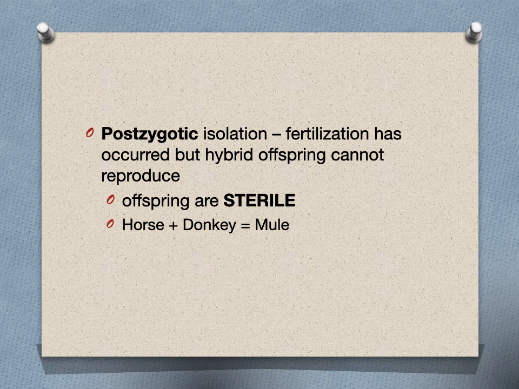Postzygotic isolation is when egg and sperm do meet, but the hybrid offspring cannot reproduce. They're sterile. For example, horse is a species, donkey is a species, but when they mate, you get mules, and mules cannot reproduce. Or do they? There have been isolated examples of mules being able to reproduce, but for our purposes, they can be our example of postzygotic isolation.